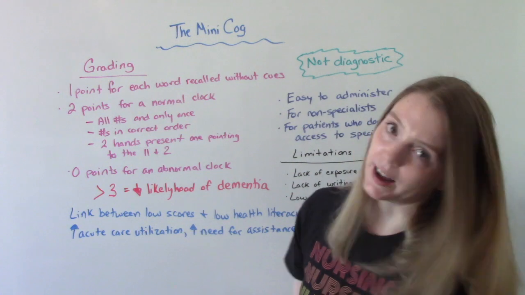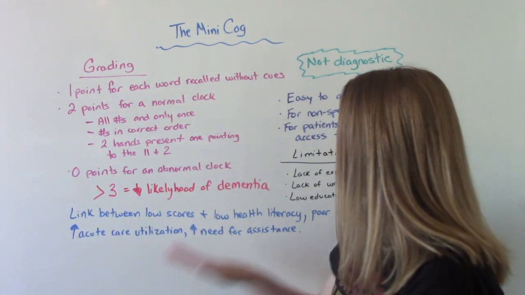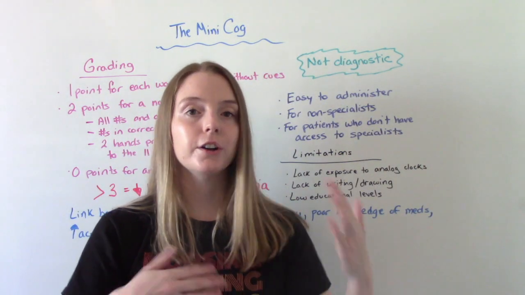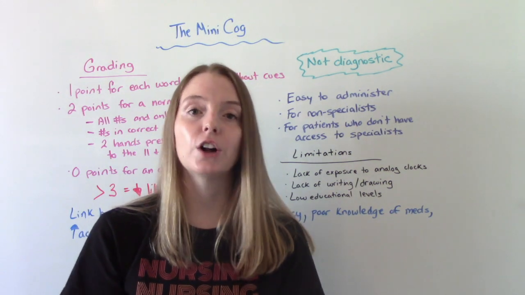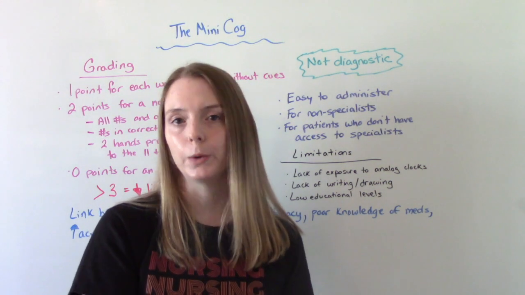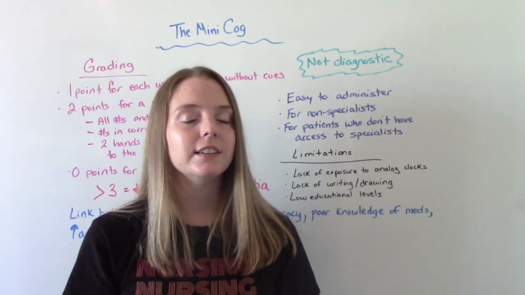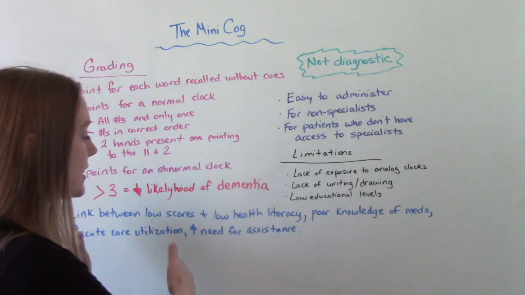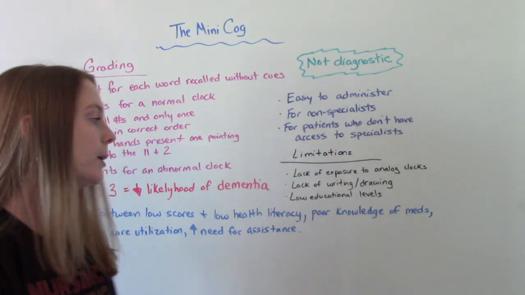And I did want to point out that there has been a link between lower scores and low health literacy, so the patient's ability to understand health information. If you remember, in the United States, our literacy rate, so our ability to read and write, is about 5th grade. And our health literacy rate is even lower, okay? So there is an increase of low health literacy when you have a smaller number.